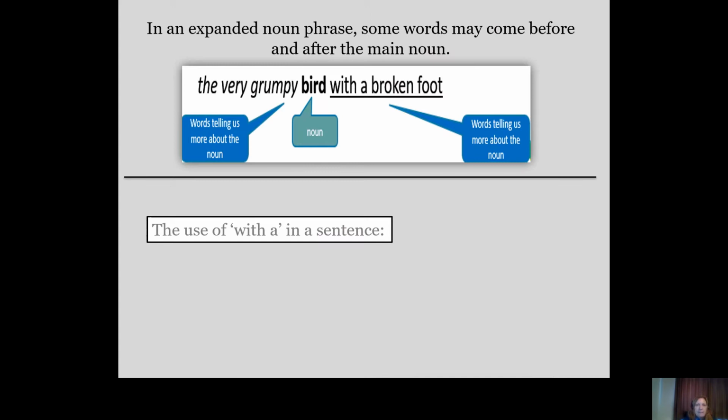So in an expanded noun phrase, some words may come before and after the main noun. It's not always before. Okay, we think about the cold snow, the grumpy bird. Here we've got the very grumpy bird. Okay, we've also got some after the main noun. He's got with a broken foot. Okay, so the noun phrase is expanded. We've got the bird in the middle. We've got a bit of information about him before and a bit of information about him afterwards.